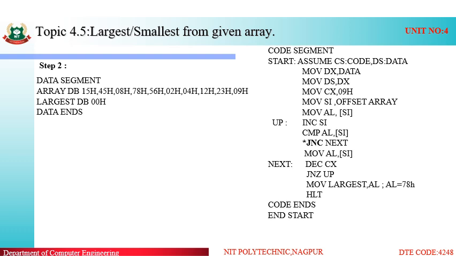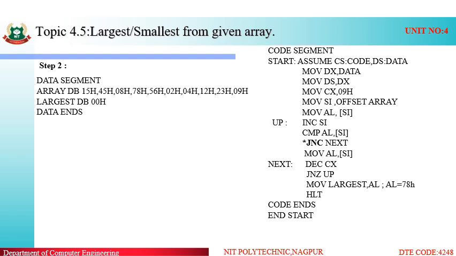What is inside the AL? AL has 15, and what is inside our SI now? 45. So we will be comparing 45 with 15. So what will be the comparison result? The comparison result will contain 45.